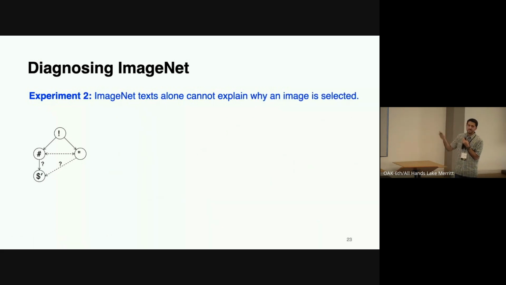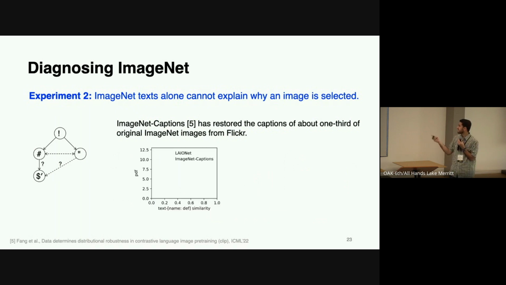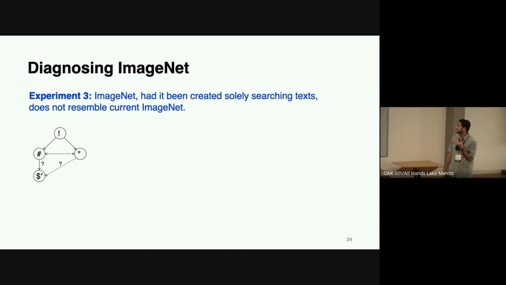And we also do some other experiments, like we have ImageNet text recovered from Flickr. The ImageNet Captions dataset recently recovered about 1/3 of the ImageNet captions. If you really believe that ImageNet images are selected based on their text, we should observe that. We can look at the text and see if the images are really selected based on the text. And we do not observe that actually. Okay, I'm going to skip this.